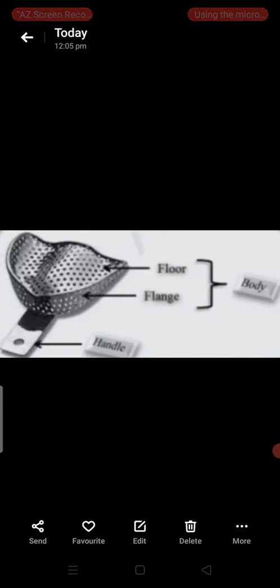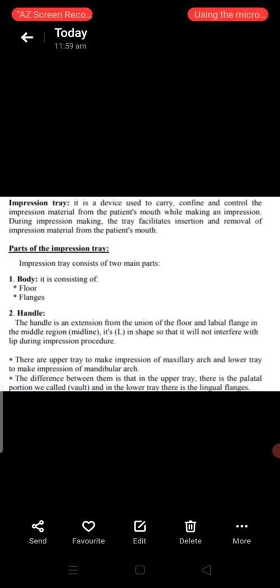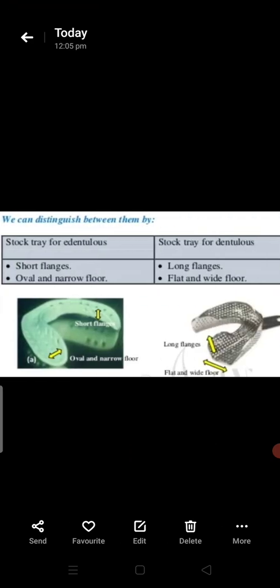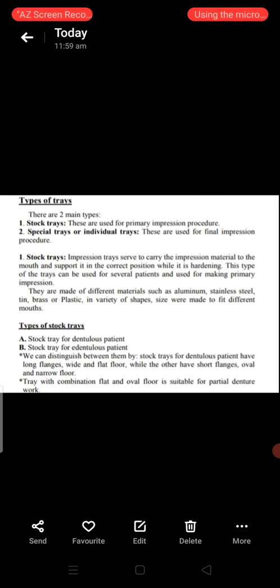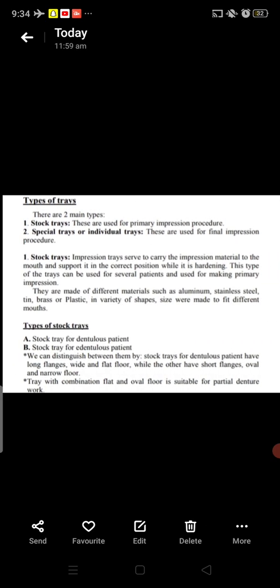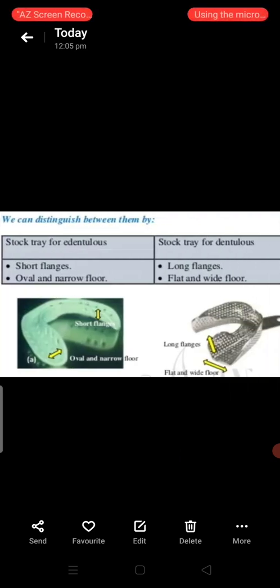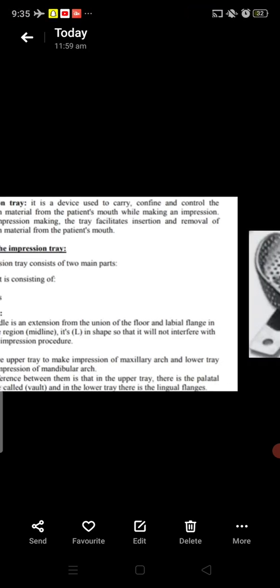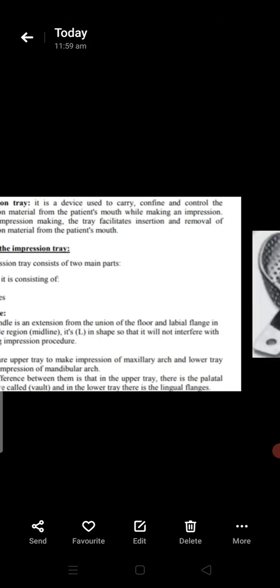Now come to the upper and lower trays. This is the upper tray, which has the palatal part, and this is the lower tray, which has the lingual flanges.